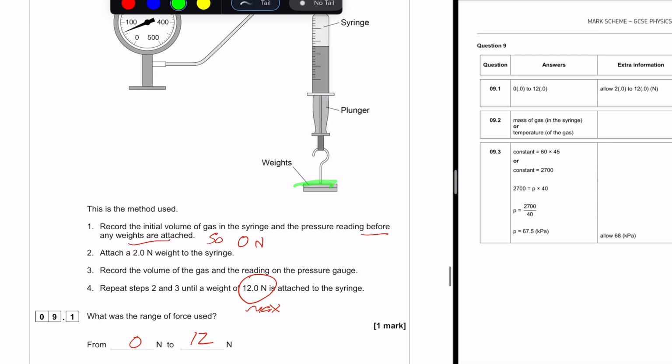And the method used was to record the initial volume of gas in the syringe and the pressure reading before any weights are attached. So our initial reading of the weights is 0 newtons. We then attached 2 newton weights to the syringe, recorded the volume of the gas and the reading on the pressure gauge, and we repeated stages 2 and 3 until a weight of 12 newtons is attached to the syringe.